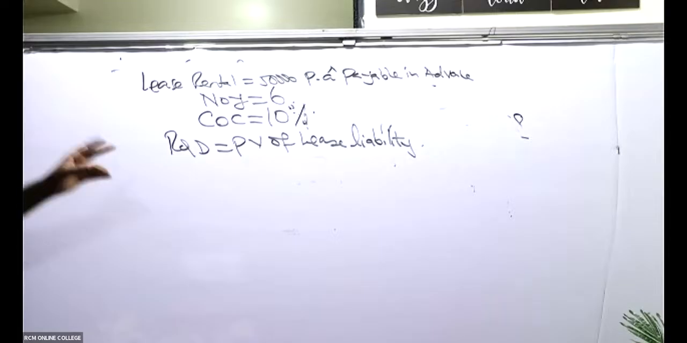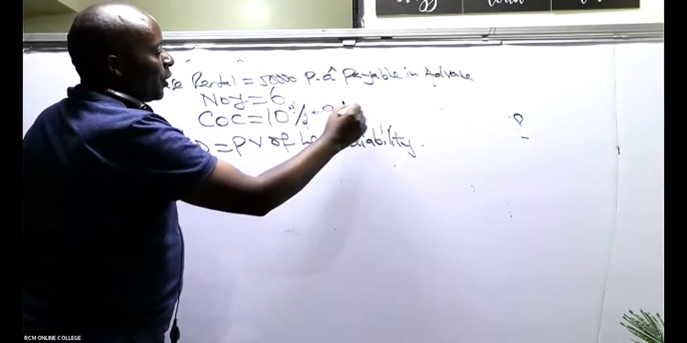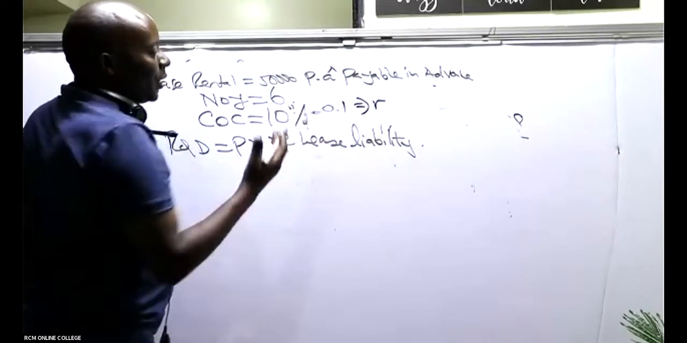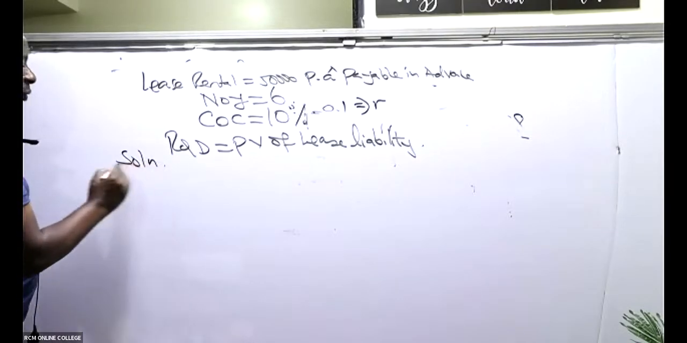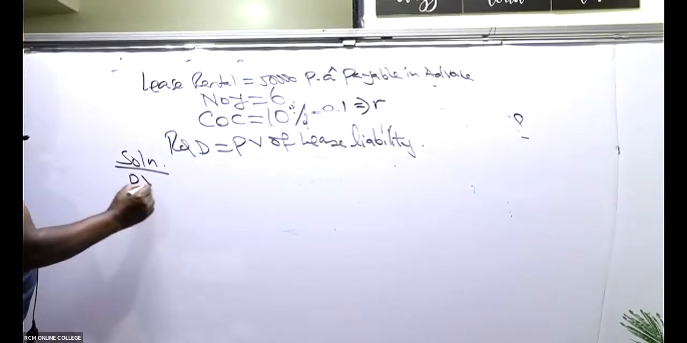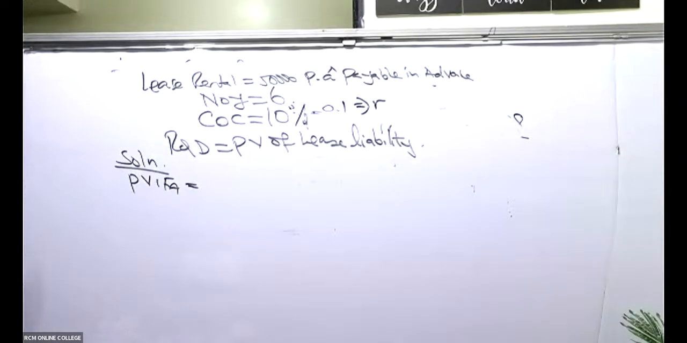And then the number of years is how many? 6 years. And then we have our cost of capital, which is 10%. Remember, 10% is the same as 0.1. And of course, this is our R, which is the required return. So the first thing that I would recognize here while solving this is very easy. You must be remembering this. I will simply go ahead and get my PVFA, the normal one, the normal way.